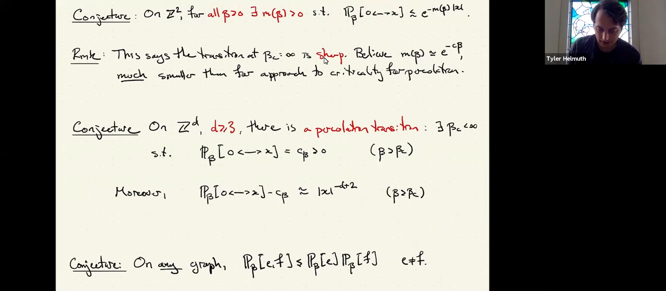So the first one is that on Z2, what we're proving is actually very far from the truth. It should actually be the case that the connection probabilities always decay exponentially fast in the distance to x, not polynomially. Okay, so for every beta, there should be a positive m beta that tells you the rate of decay.